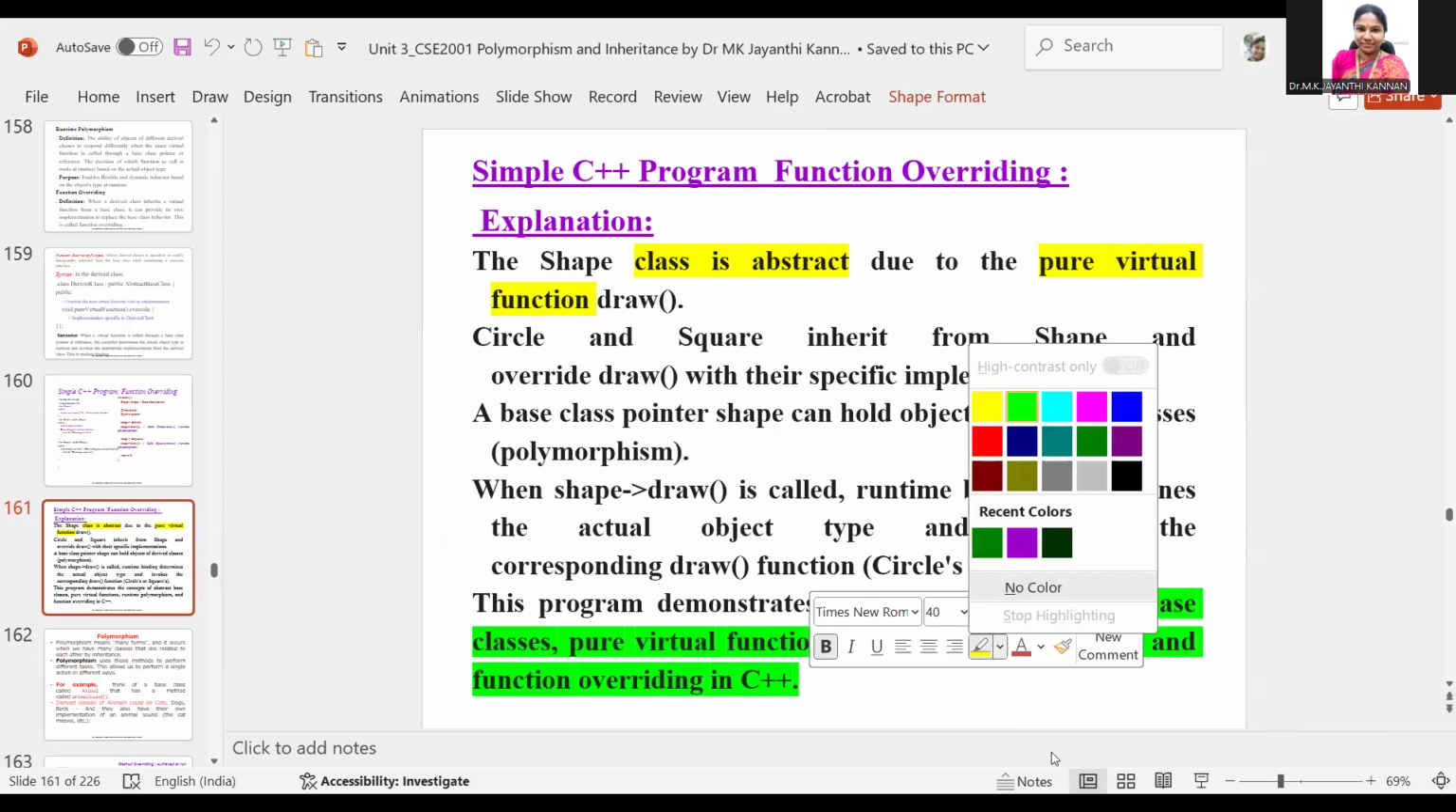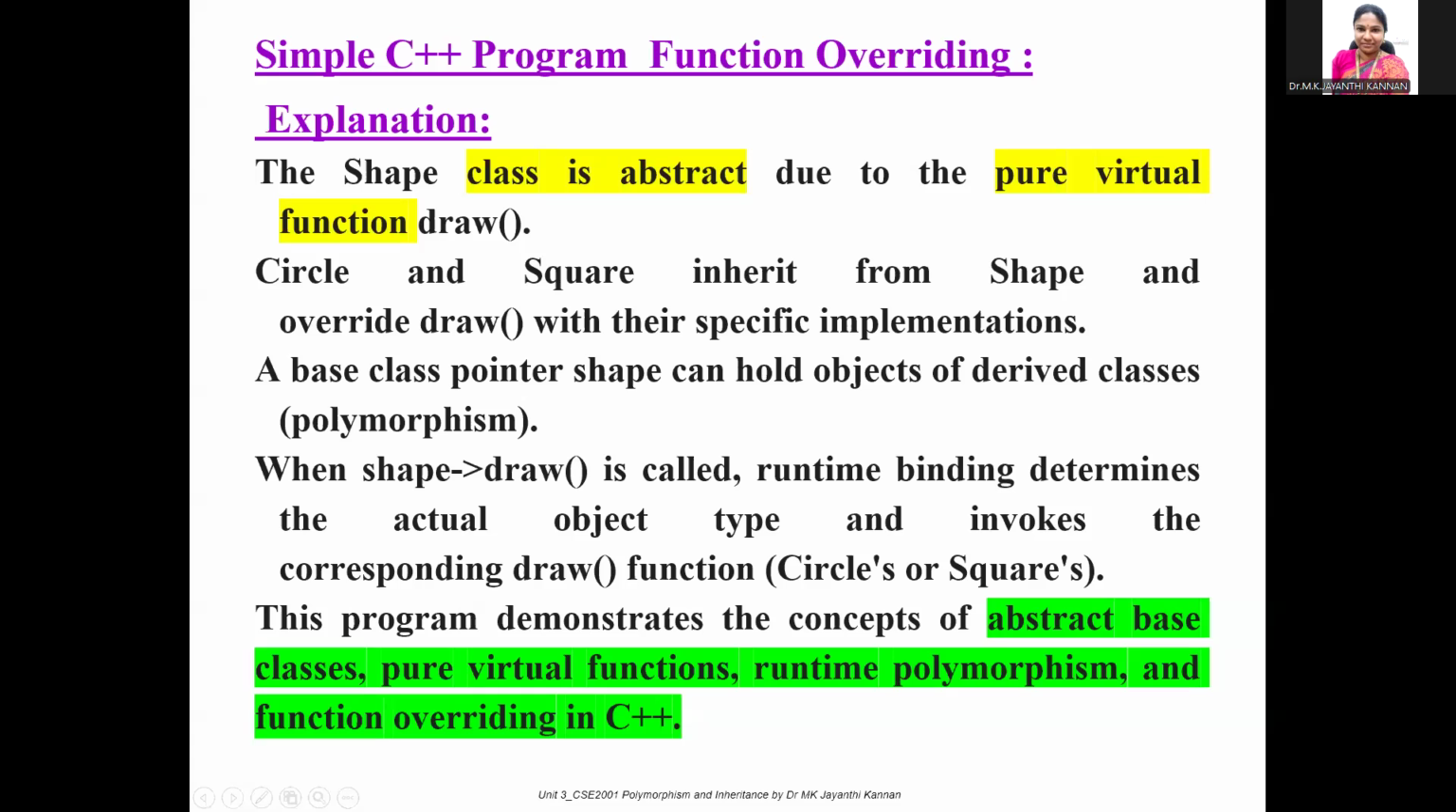So they are all the keywords and concepts you should remember. You should know what is an abstract base class. The base class which is purely used for creating other classes is called an abstract base class. Or we can say the base class which is having a pure virtual function is also called an abstract base class. Pure virtual function means the function will not be executed in the main program, and it will be used to override, it can be overridden by the derived class functions.